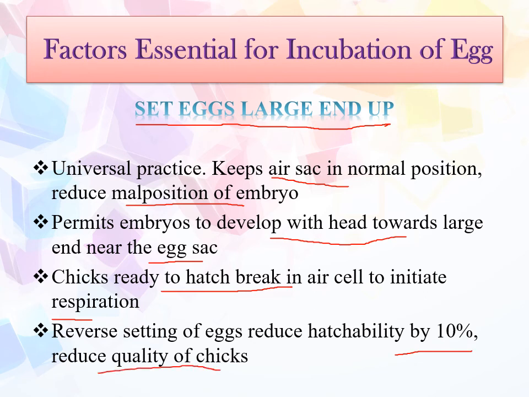So as I said, the eggs are put in such a way that the broader end will be on the upper side and the narrower end will be on the lower side. So what will happen inside the egg, the embryo will develop in such a way that its mouth or beak will be on the upper side or broader side, in which there is the air cell. So whenever the 21 days is over and the chick is fully grown, first it will break the air sac and it will get the air and start the respiration, and after that it will break the eggshell and come out of the egg. And if you put it vice versa, with the narrower end on the upper side and the broader end on the lower side, it will reduce hatchability by 10% and it will also reduce the quality of chick.